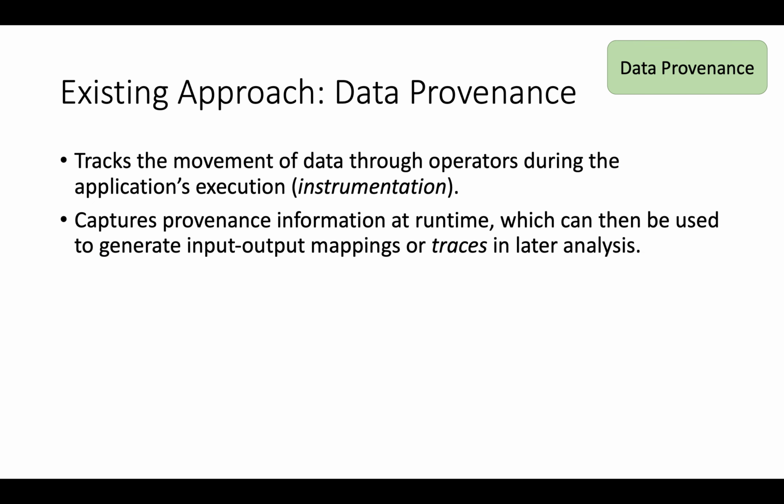The first approach is data provenance, and this is typically a two-phase process that consists of an instrumentation phase followed by an analysis phase. Instrumentation involves tracking the movement of data through computation operators during an application's normal execution. And the analysis or tracing phase uses this captured information to produce input-output mappings, also known as traces.